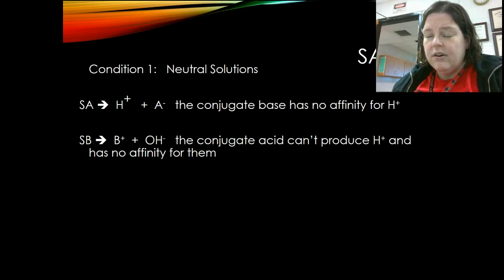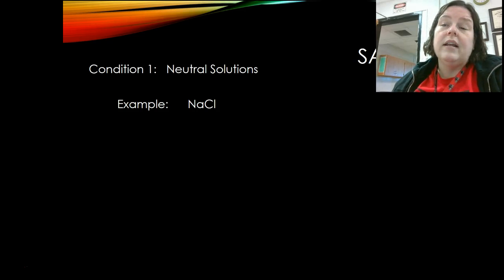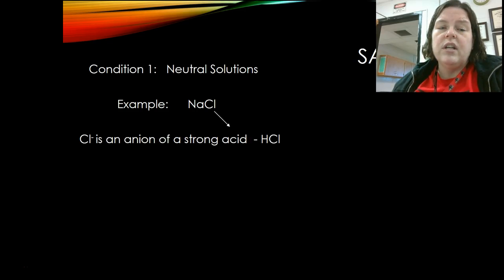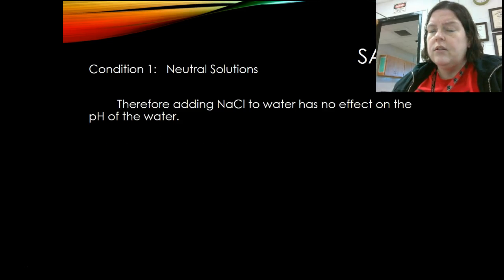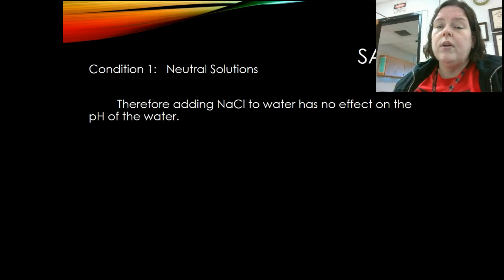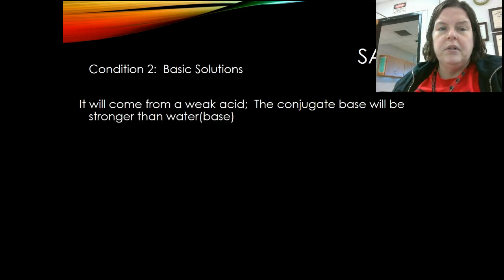So it's all good. So NaCl is an example because Na comes from NaOH, a strong base. Cl comes from HCl, which is a strong acid. And so because of that, NaCl, when dissolved in water, is always neutral. It just gives you no effect on pH at all. So that's one condition. If you have salts that were created from strong acids and strong bases, you are going to have a situation where there is very little effect on the pH, okay?